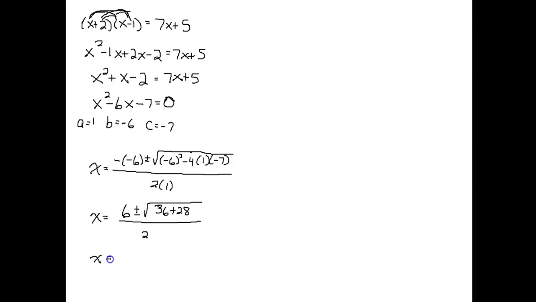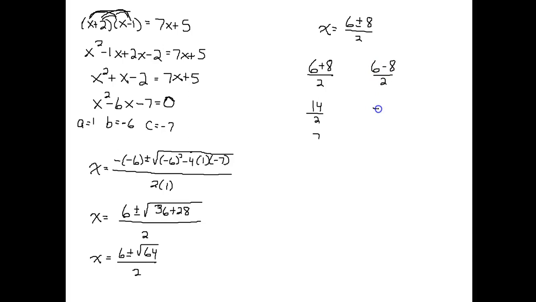So x equals 6 plus or minus square root of 64 all over 2. So x equals 6 plus or minus 8 all over 2. So you have 6 plus 8 over 2, which is 14 over 2, or 7. And you have 6 minus 8 over 2, negative 2 over 2, which is negative 1. So you have two solutions, two real solutions, negative 1 and 7, which you could have gotten by factoring, but I wanted to show you how to use the quadratic formula to get them. Okay, so that's two real solutions.